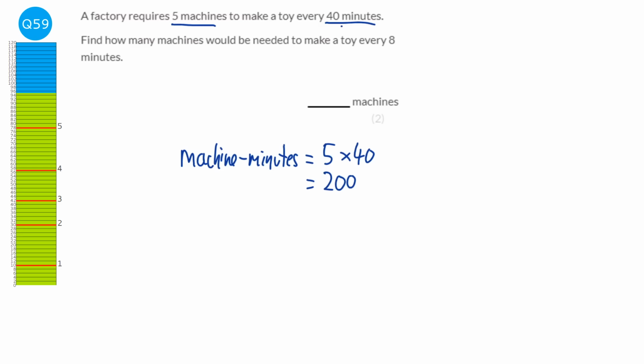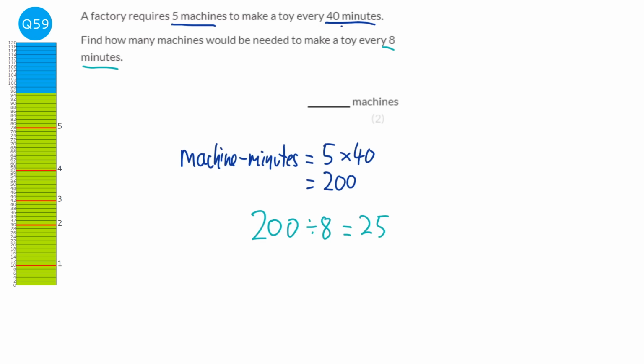Here we're asked, well, okay, what if we wanted a toy every 8 minutes? So we get the 200 and we divide it by 8. And when we do that, we get 25. So if we had 25 machines, we would be able to make it every 8 minutes.